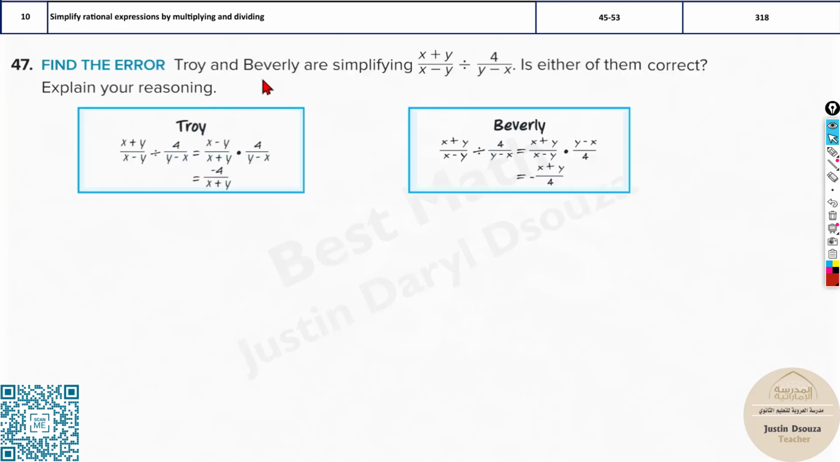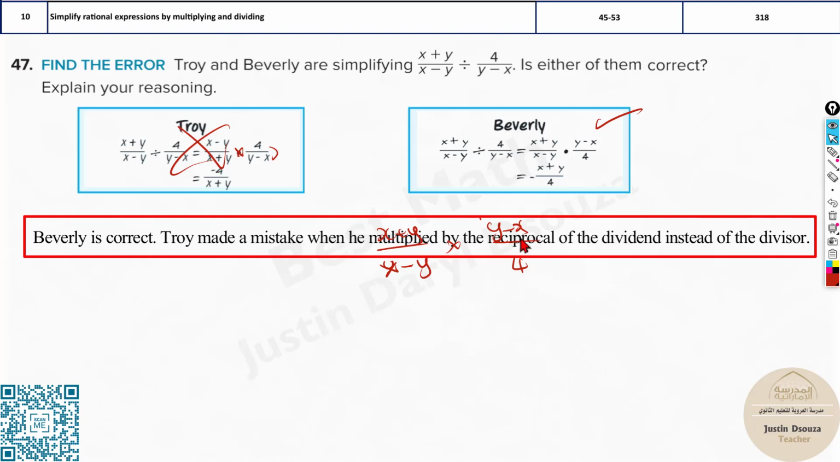And here, Troy and Beverly are simplifying this particular equation. Who is correct? Since they're converted to multiplication, what's happening here? x plus y divided by x minus y. This division becomes multiplication, so you have to just flip them: y minus x by 4, and then you solve it. There'll be a negative sign. See, this guy is wrong, right? When it's multiplication, they have to flip it. So Troy is wrong, Beverly is right. When Troy made it from division to multiplication, he didn't flip these two terms. He didn't take the reciprocal.